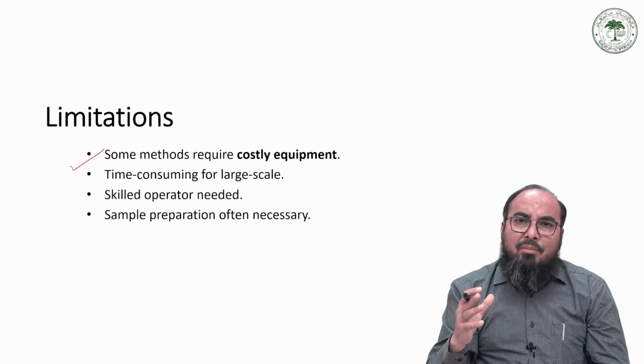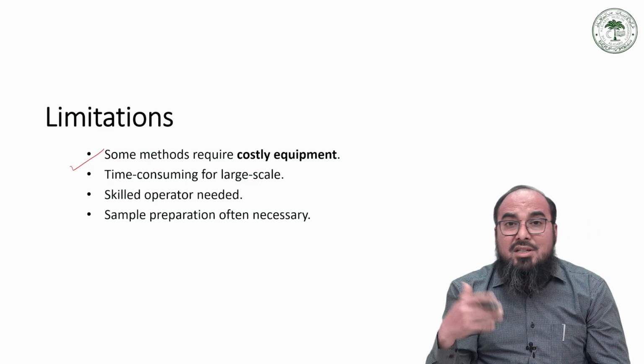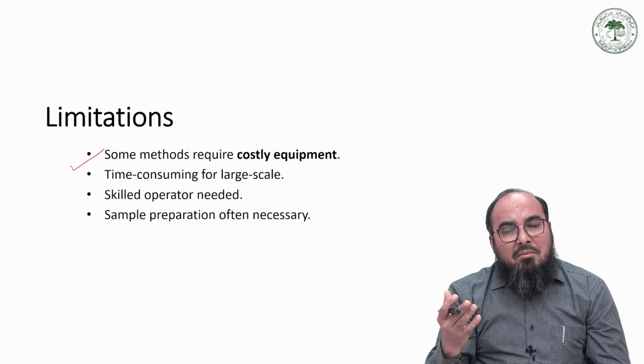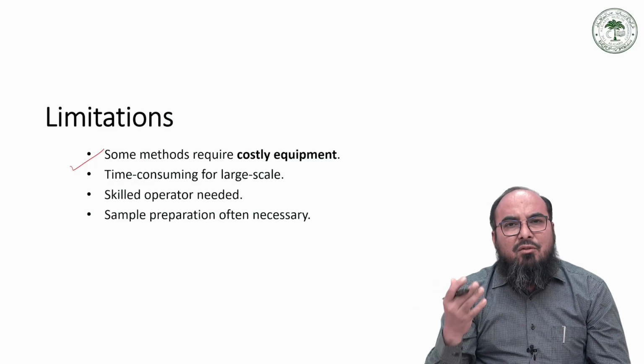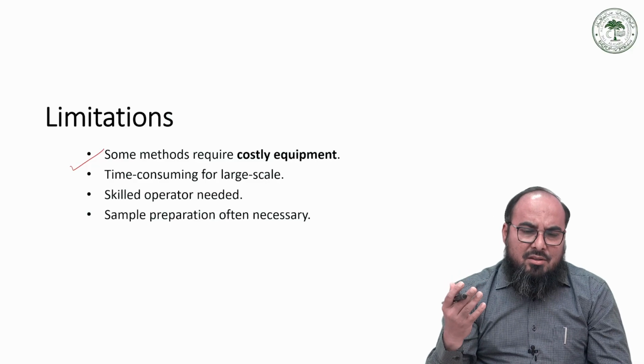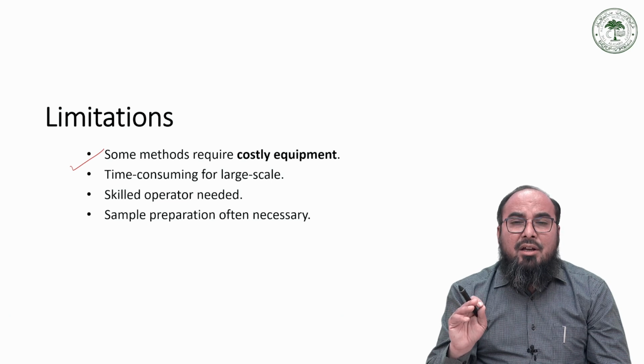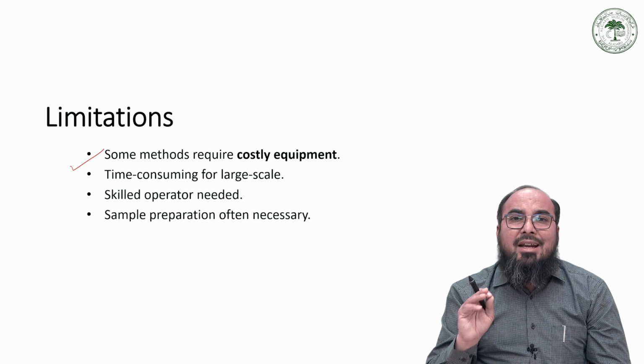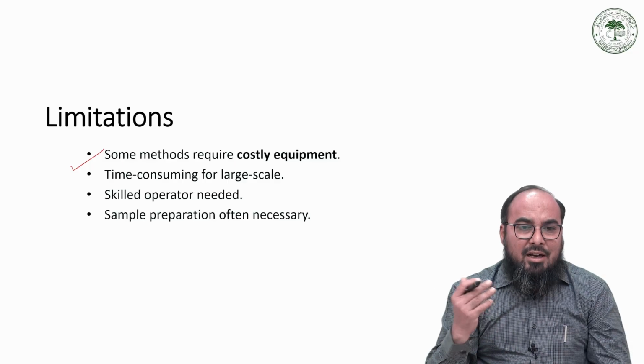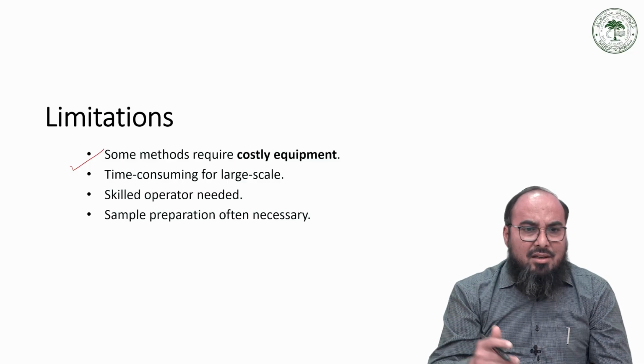There are certain limitations of chromatography also, in that in certain cases you need very costly equipment. For example, HPLC is very costly, even GC is very costly. A good GC with very good sensitivity comes at around 25 lakh rupees. For such costly equipment, you also need a very specialized or technical person for performing the analysis.